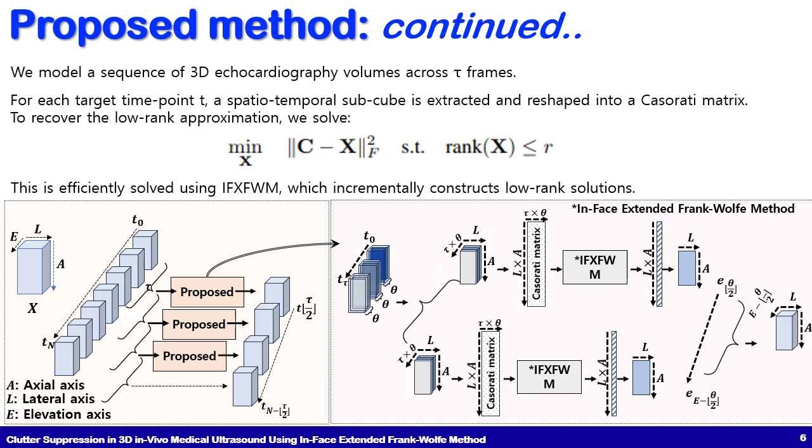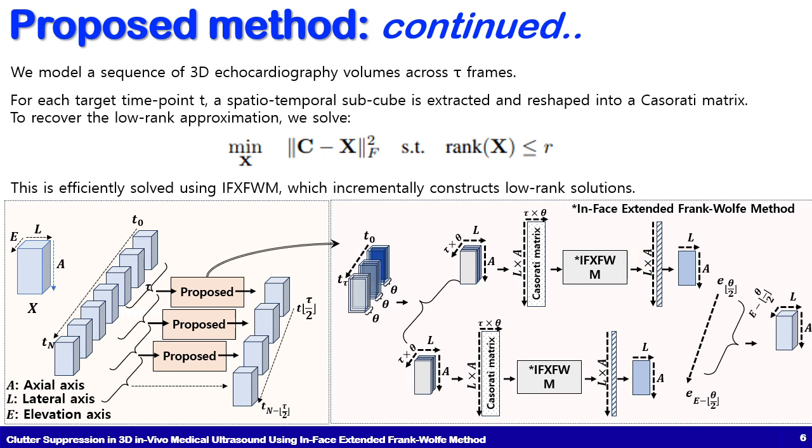consider tau number of temporal frames and theta number of spatial slices as shown here, and then we rearrange it into Casorati matrix format, where L and A represent the lateral and axial dimensions, while tau and theta represent the time and spatial axis. Then we apply the in-phase extended Frank-Wolfe method to extract low rank and sparse components, and it will result in a vector of size L by A.